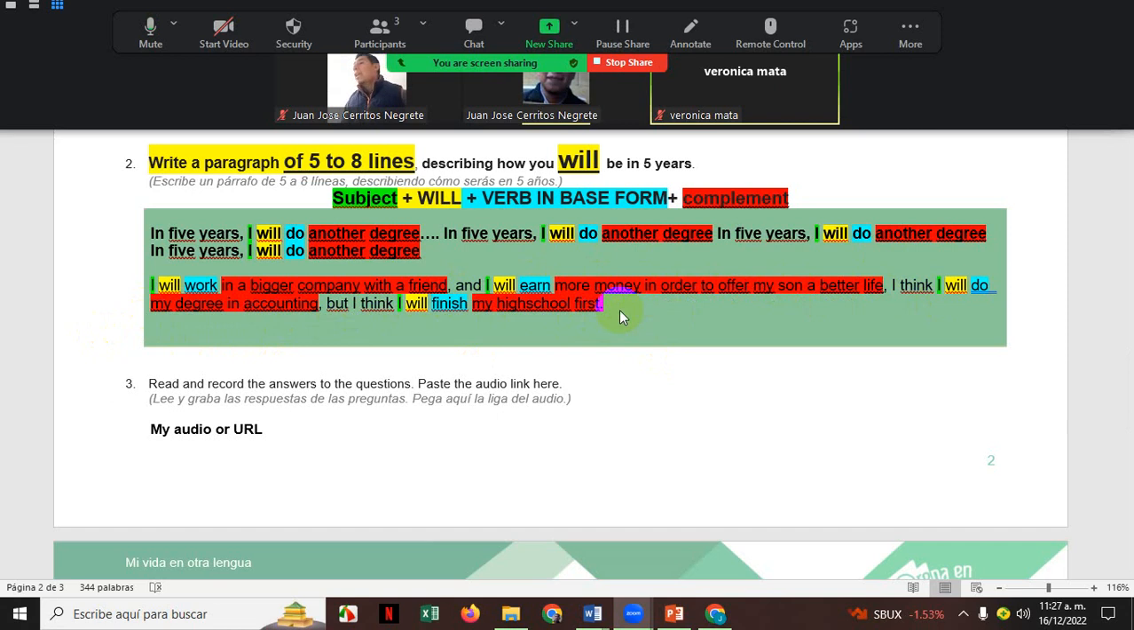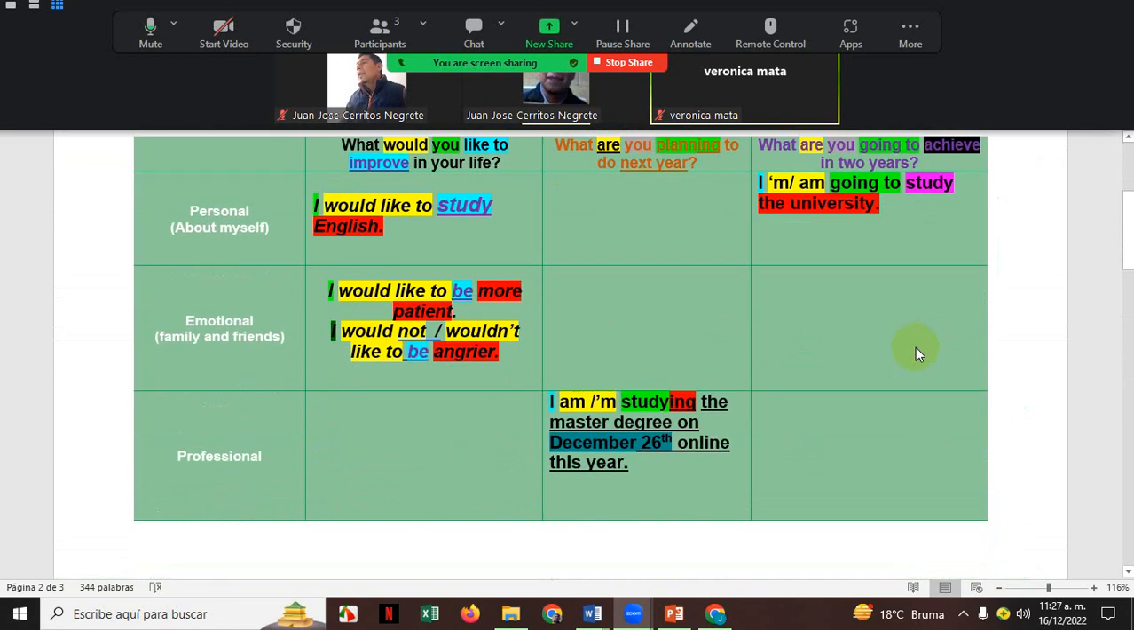Todo esto está en futuro. Y este futuro es incierto. Digamos que es un 50-50 que pase, que suceda. ¿Sale? Este will le va a dar al verbo principal la terminación ra. Por ejemplo, hará, trabajará, estudiará, ganará, terminará, etcétera. ¿Sale? Es un futuro incierto que puede o no puede pasar. 50-50. Es menos probable que el going to.